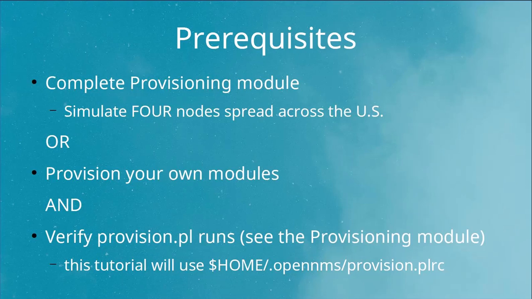Additionally, provision.pl has to be configured to run. Recall from the provisioning module that a few Perl modules had to be installed. Additionally, authentication is being handled within the home/.openNMS/provision.plrc file. All of this is covered in Module 13, Provisioning.